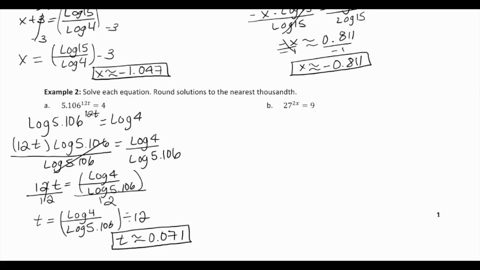For example B, we have 27 to the 2x equals 9. This one is very similar to example A. So go ahead and try it out. Example B, try it out.